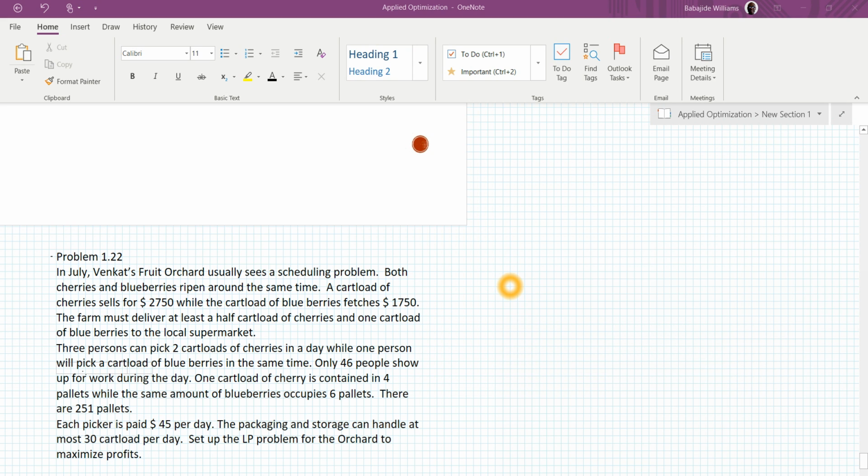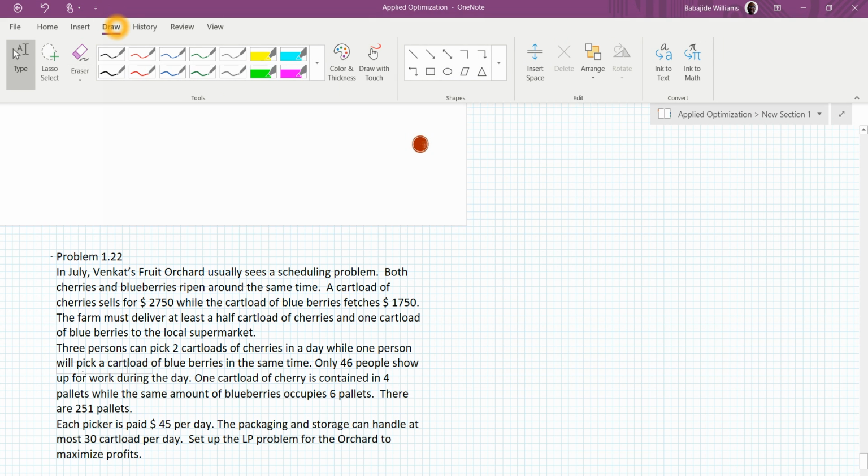Hi, once again, this is JD Williams, and last time we had a brief introduction to what applied optimization is, why we need to do it, and we explained some terms that will be required for us to know before we start solving some problems. So here today, we would like to solve a problem here, and we can see the problem here.